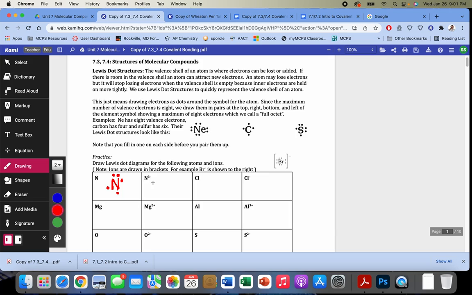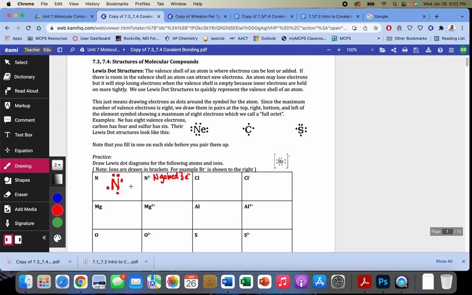Well, if I were doing N3 minus, I could also draw a Lewis dot structure for it. Now that's an ion, and N3 minus is N that has gained 3 electrons. And you might say, how has it gained 3 electrons if it's 3 minus? Well, remember, electrons are negative. And so to become 3 negative, you have to gain 3 extra electrons.